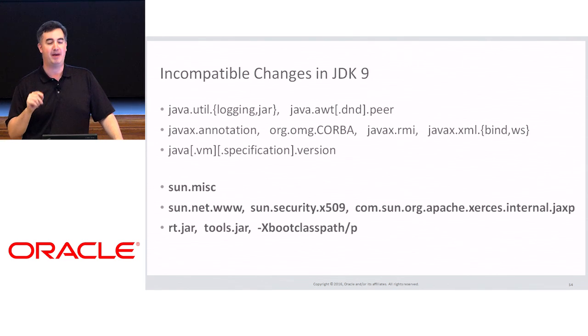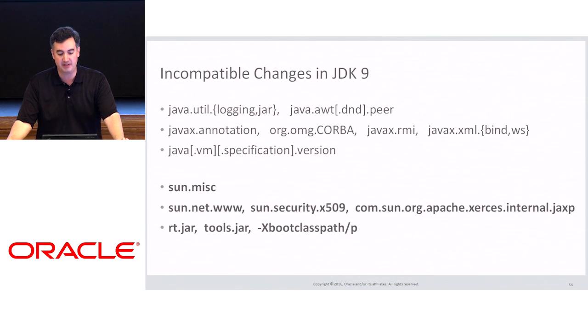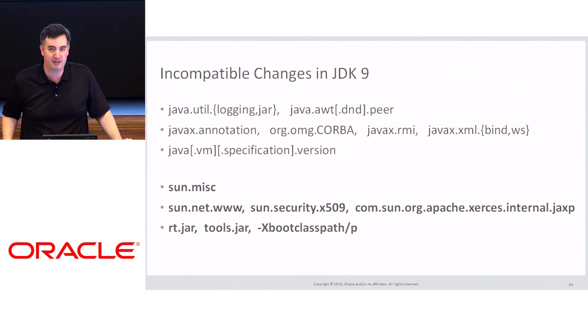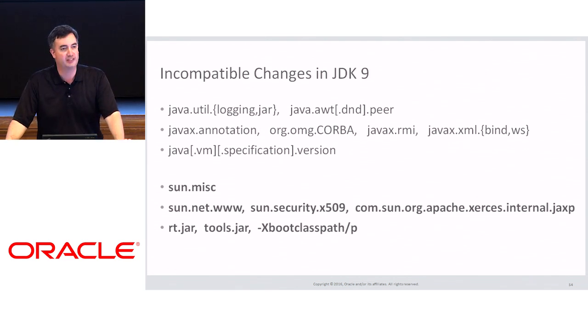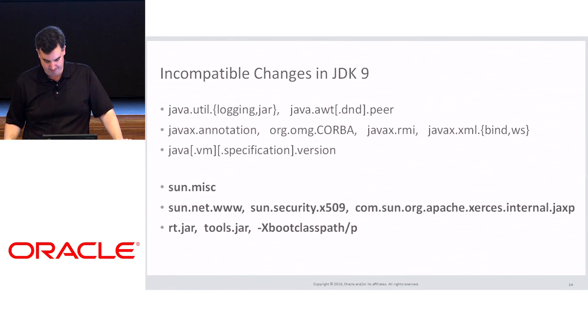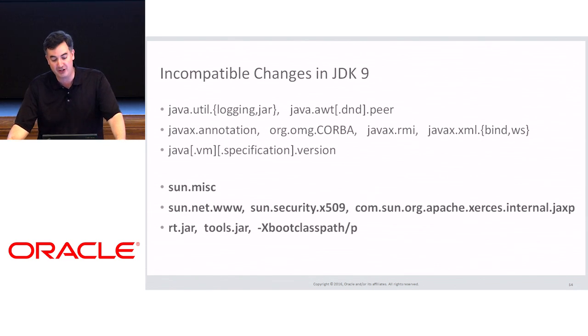Second, many JDK internal APIs are not exported. Code that tries to access types in the sun.net.www package, or sun.security.x509, or com.sun.org.apache.xerces.internal.jaxp. You laugh, we meet these people.